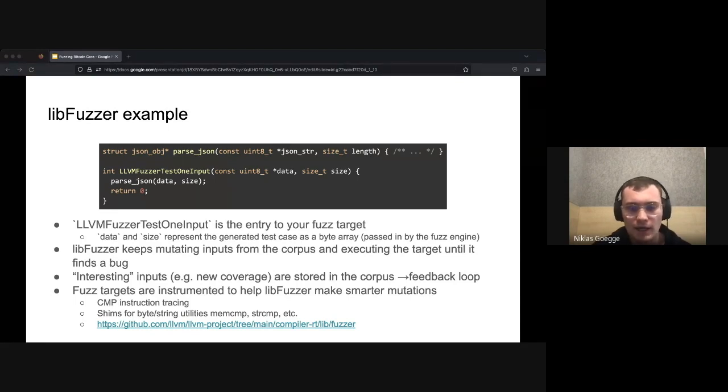And maybe this is too much, but I would recommend looking at the code of libFuzzer. I have the link in the slides here. It helps demystify how these fuzzing engines work, and it's not too crazy. It's pretty straightforward, I'd say.